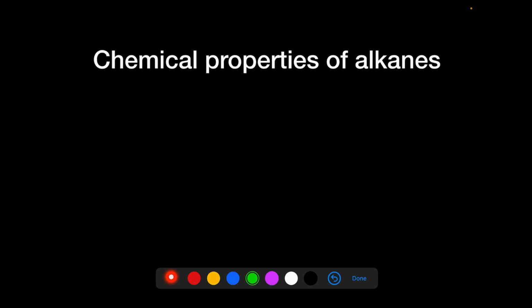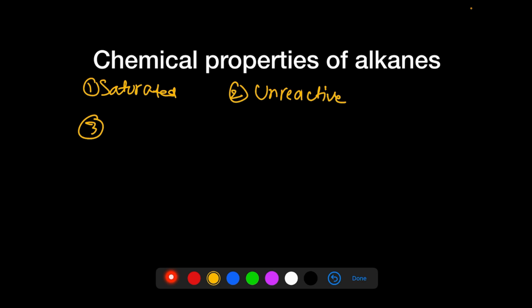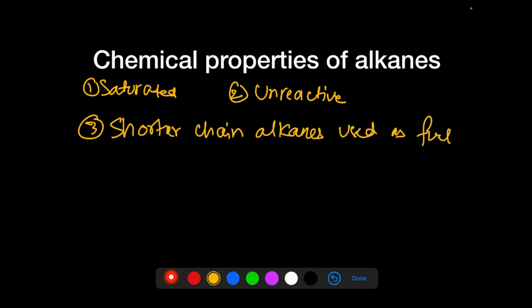Then we look at the chemical properties of alkanes. Firstly, they are saturated, so they are quite unreactive except for one of the reactions which we are going to cover further. And the shorter chain alkanes are used as fuel, because they burn well in a good supply of oxygen.